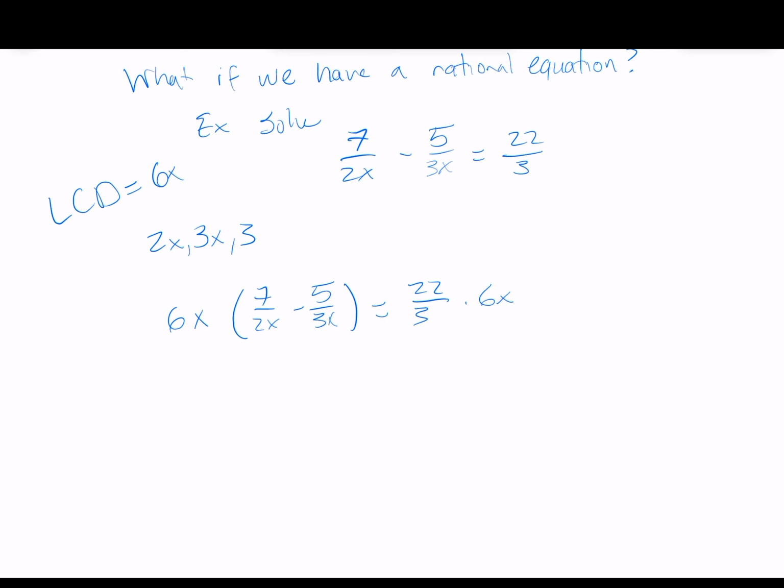Our first step is to distribute the 6x to both terms, the first being 6 divided by 2 is 3 times 7. The x's cancel. And then 6x times a negative 5 over 3x. Well, 6 divided by 3 is 2 times 5. And the x's also cancel out in this case. And then on the right-hand side, we have 6x over 3. Well, 6 over 3 is 2. So we have 22 times 2x.